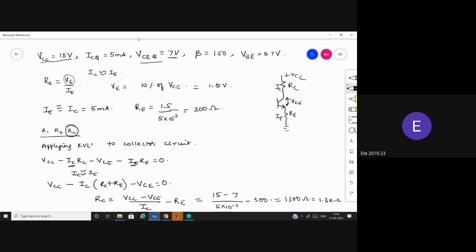So now what else are we left with? R1 and R2. We need to find out R1, R2. Okay, so to find R1, R2, what is the thing which we should know according to our analysis, whether it may be accurate or approximate?